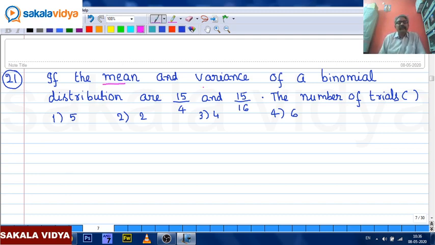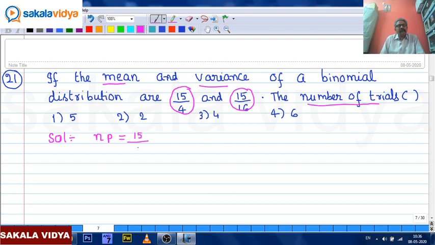The mean and variance of a binomial distribution are 15 by 4, 15 by 16, then number of trials n we need to find out. That means the solution: mean np equal to 15 by 4, equation 1, variance npq is equal to 15 by 16, this is equation 2. With the help of 1 and 2 we need to find out n.